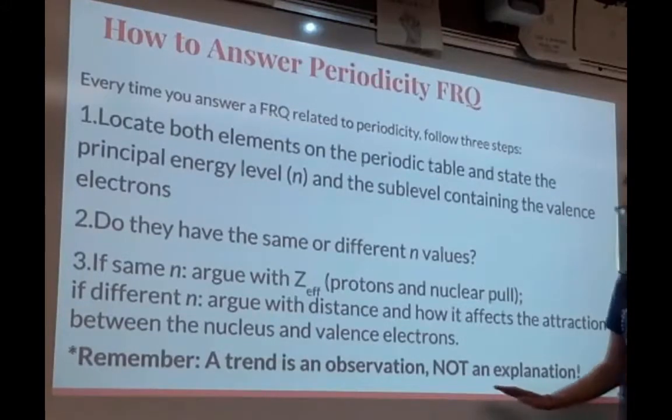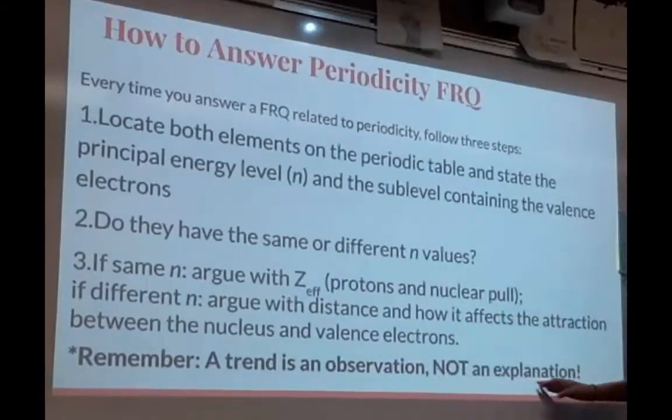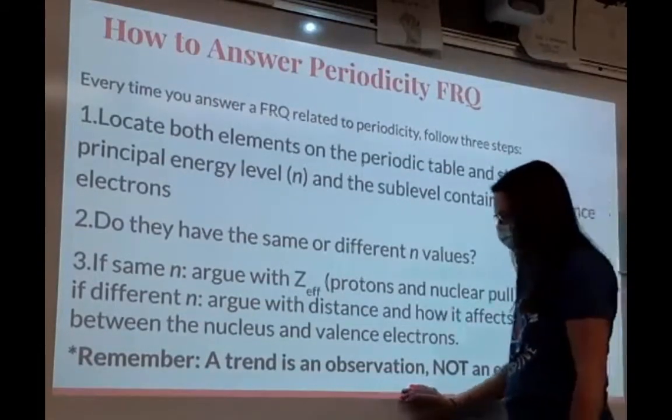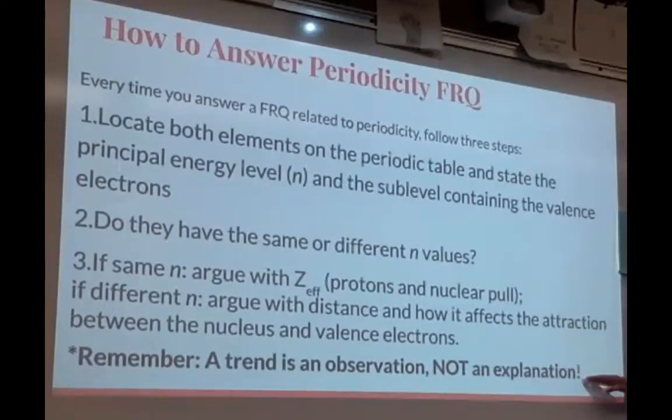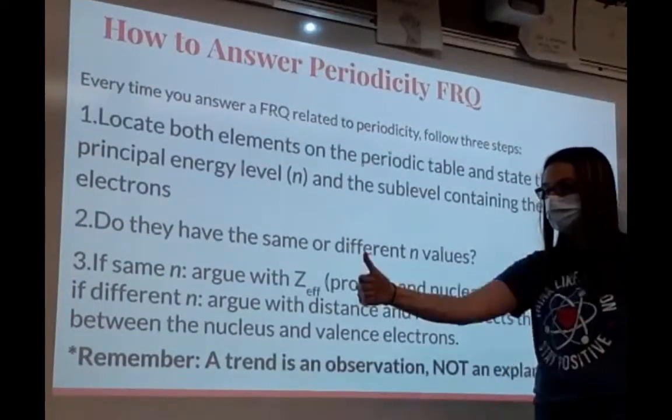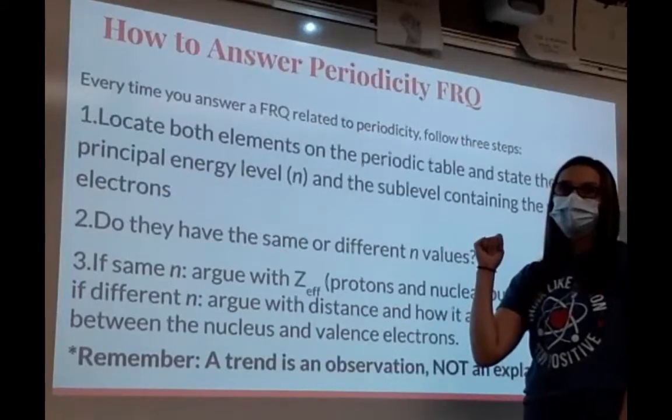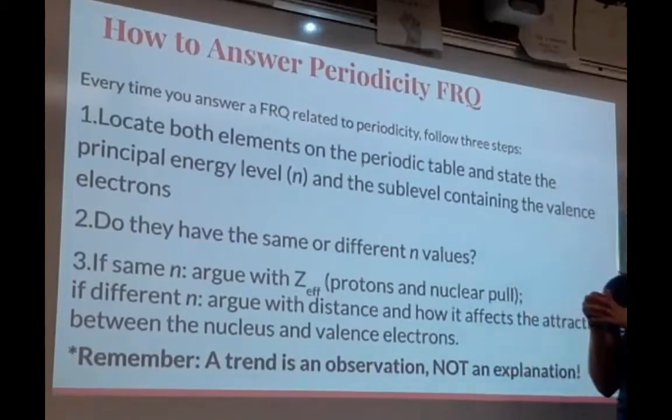This is probably the biggest thing, and I say it every year because it seems like people always miss the justification part. A trend is an observation that we make. It's not an explanation. It's not a way that we justify an answer. So if you say ionization energy increases as you go up and to the right, that's just an observation. You're not telling me why ionization energy does that. So you want to make sure of that, and we're going to look at lots of examples of justifications as well.